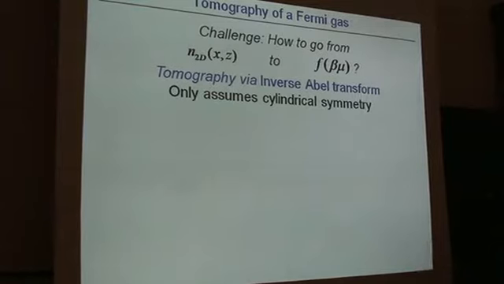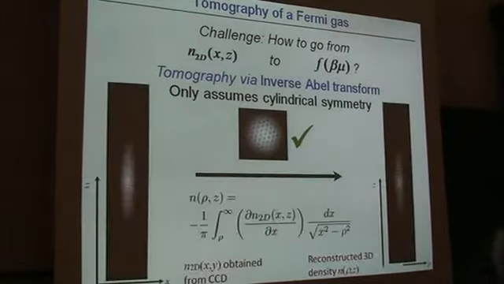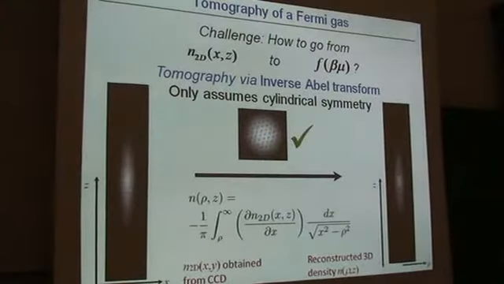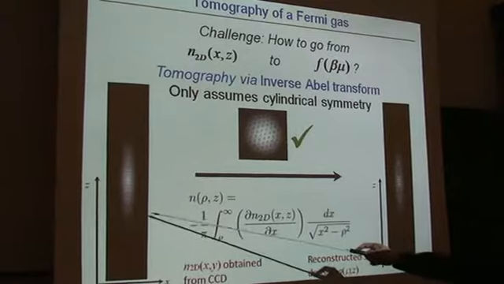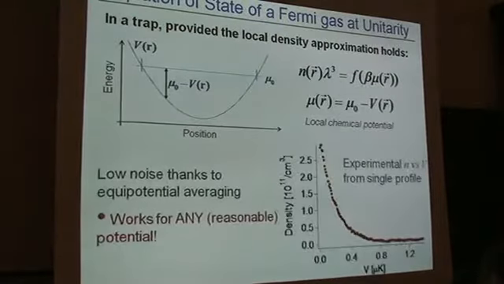If you see this shadow, but you know that the cloud is cylindrically symmetric, you actually have infinite information. It is as if you're looking at the cloud from all angles. So that's great. You can actually reconstruct the 3D density. We know that the trap is cylindrically symmetric as well as we can make it because we have long-lived vortices in this trap. So that's what we can do. We take our shadow images from the CCD, apply the inverse Abel transform, and reconstruct the three-dimensional density. So far, so good.